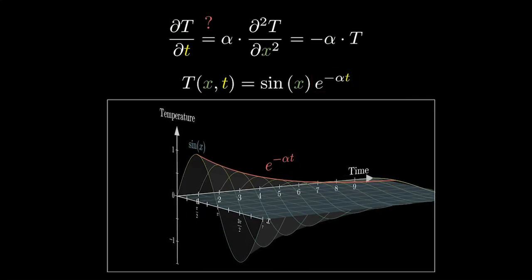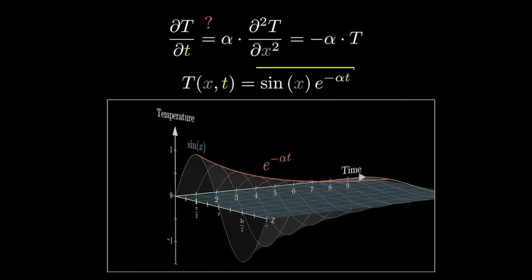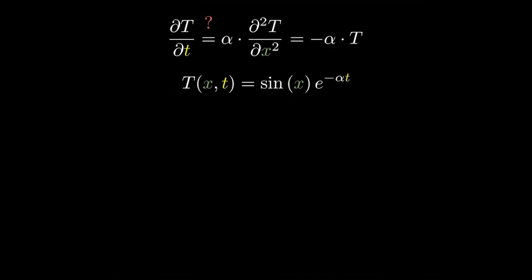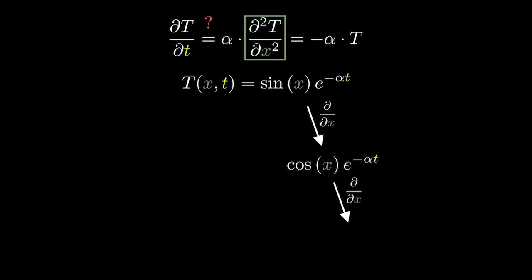The proposed function of x and t is sine of x times e to the negative alpha t. Taking the second partial derivative with respect to x, that e to the negative alpha t term looks like a constant. It doesn't have any x in it. So it just comes along for the ride, as if it was any other constant, like 2. And the first derivative with respect to x is cosine of x times e to the negative alpha t.